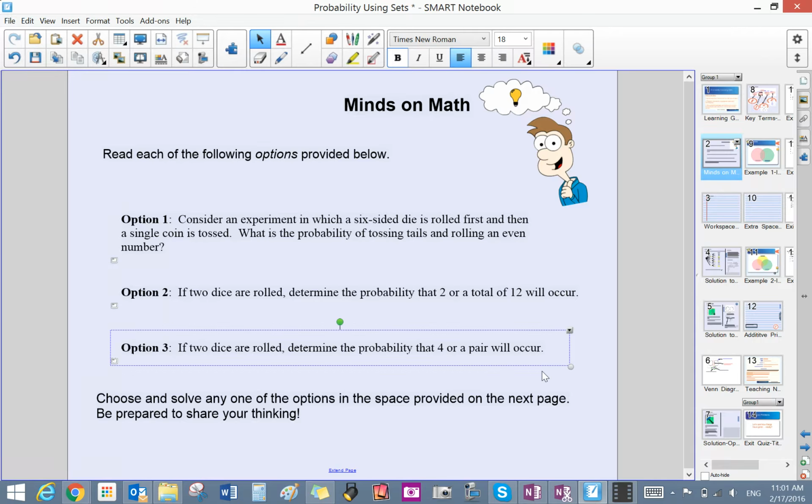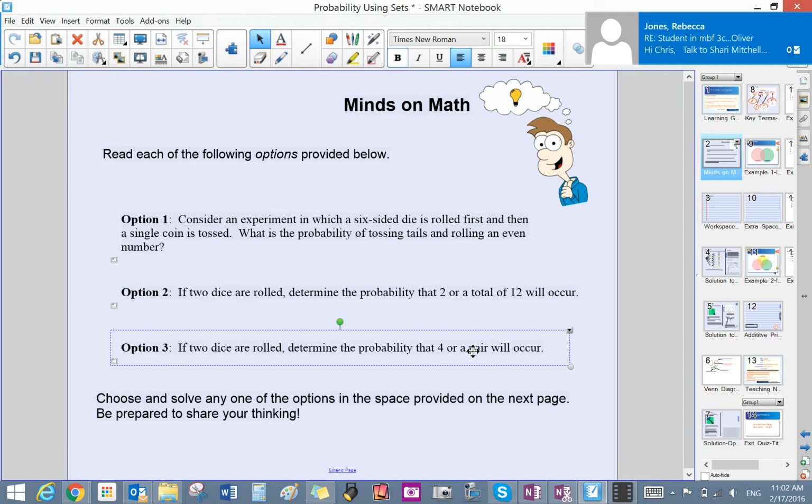okay? Last but not least, let's have a look at the third scenario, okay? That is the rolling of 2 dice. So here we want to determine if a 4 or a pair will occur. Okay, again, the word or being quite important to us in terms of our strategy. Okay, and you might also want to take a moment to think this one through. Okay, think of it in terms of between these two situations. You know, think about the nature of them being mutually or non-mutually exclusive.